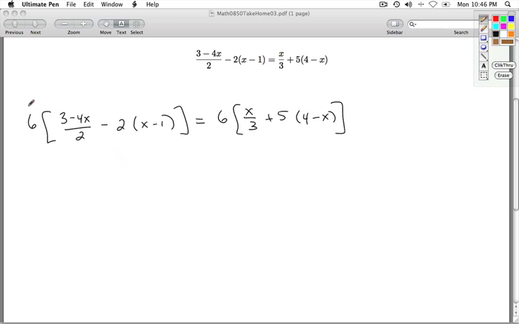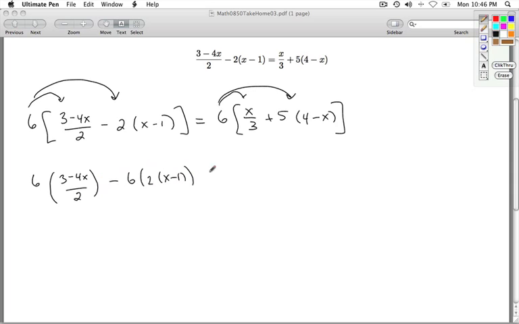And now we're going to use the distributive property. This 6 gets multiplied to both terms on the left-hand side. This 6 gets distributed to both terms on the right-hand side. So it's 6 times 3 minus 4x divided by 2 minus 6 times 2 times x minus 1 equals 6 times x divided by 3 plus 6 times 5 times 4 minus x. A common mistake I saw was the 6 wasn't distributed to both terms on both sides.